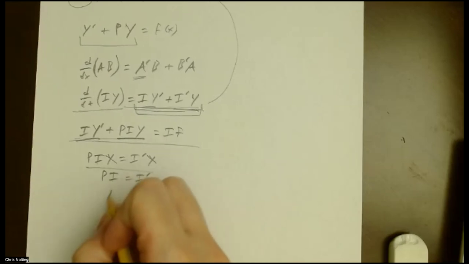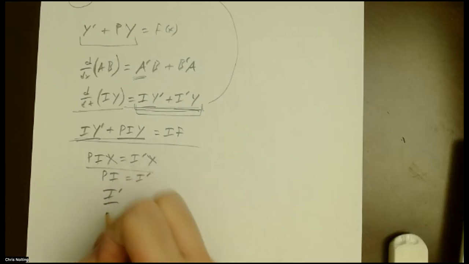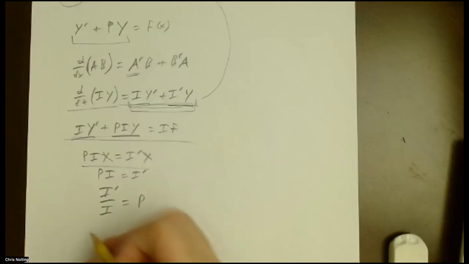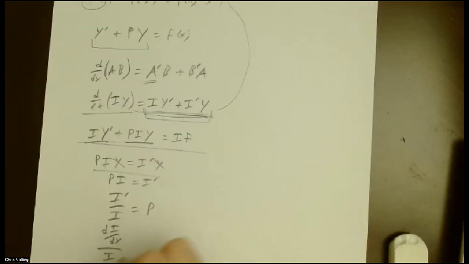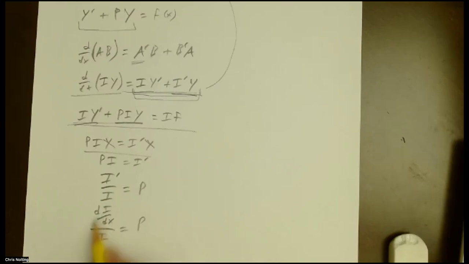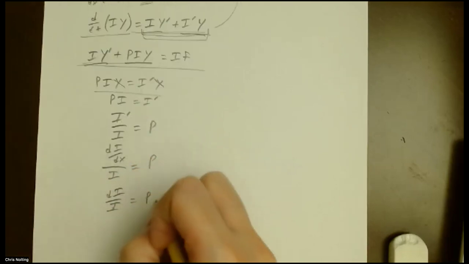Let me write that out a different way. I could say I prime over I equals P. Or di dx over I equals P. And if I break apart this derivative into its components, I would get di over I equals P dx. And here's where I'm going to integrate.